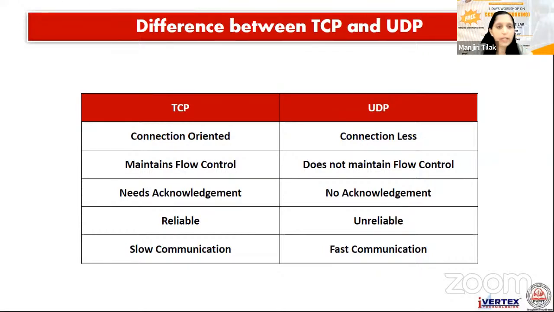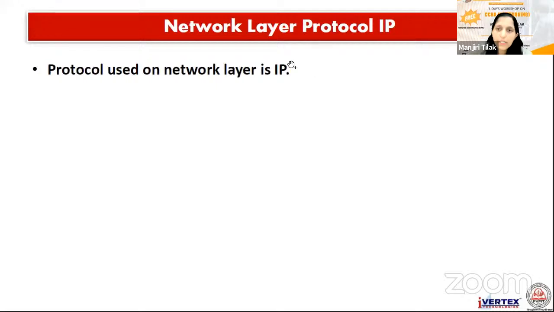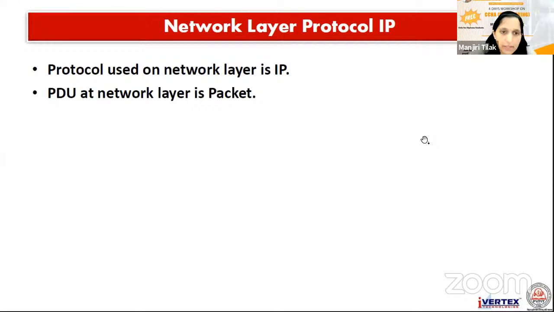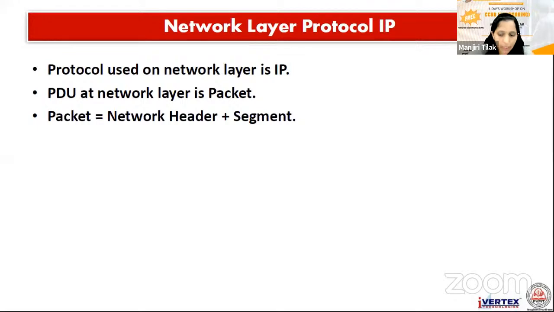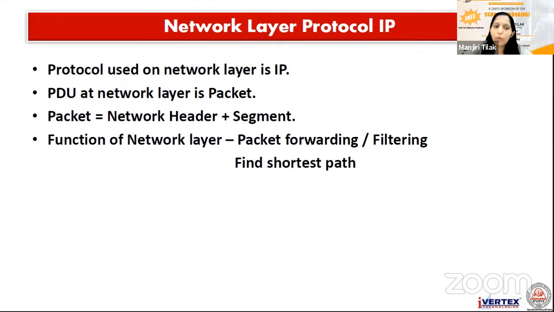So can we move to the network layer now? The next layer in the TCP/IP model is the network layer. Which protocol is used on the network layer? It is IP. The protocol used on the network layer is IP and the PDU at the network layer is a packet, which is the network header plus the segment. Now, what is the function of the network layer? Packet forwarding and packet filtering, finding the best shortest path based on IP address.